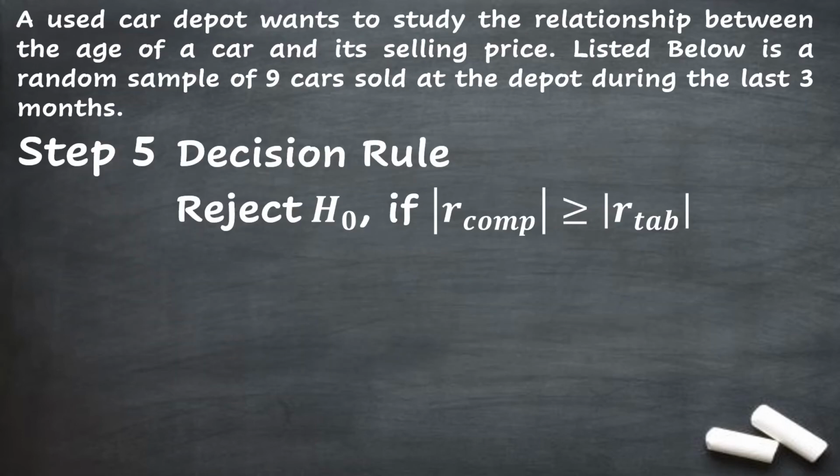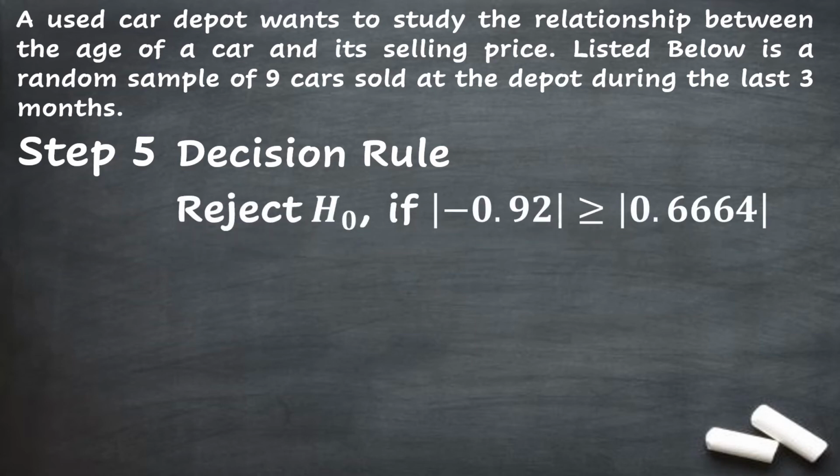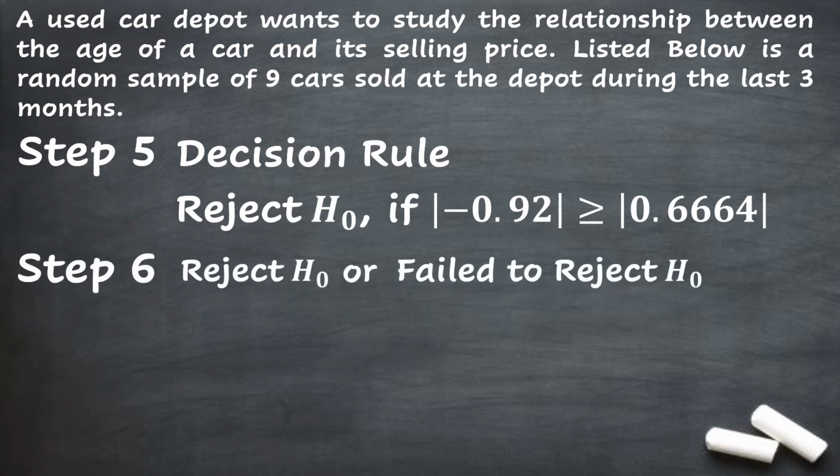Substituting the R computed and R tabular in our decision rule, we have reject null hypothesis if the absolute value of 0.92 or negative 0.92 is greater than or equal to the absolute value of 0.6664. Step 6, identify if we reject the null hypothesis or we fail to reject the null hypothesis.